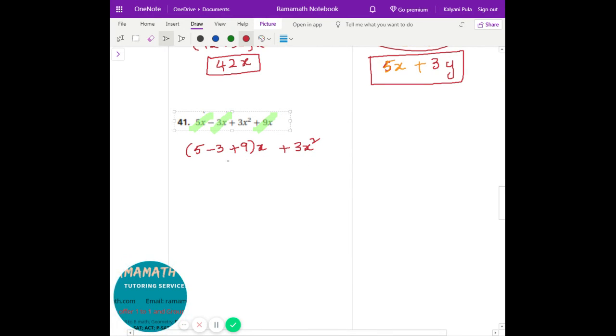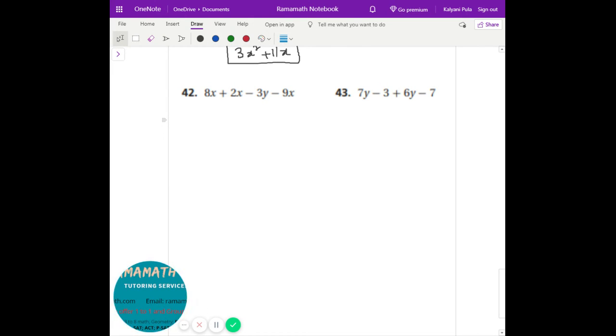This is just separate. I'm going to put that away. Now just do the math up here. 5 minus 3 is 2, plus 9 is 11x, plus 3x squared. That's the simplified answer. Can we combine these two? No, you cannot, because they're not like terms. Good work. If you want to write it in order, you can write 3x squared plus 11x. You can't combine them because these are apples and these are oranges. That's the answer.